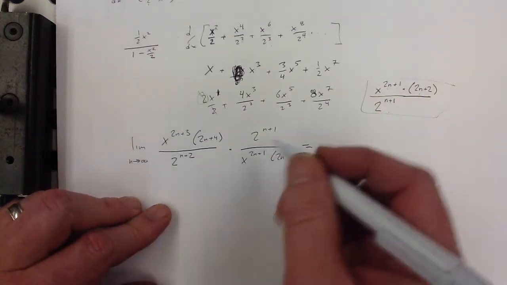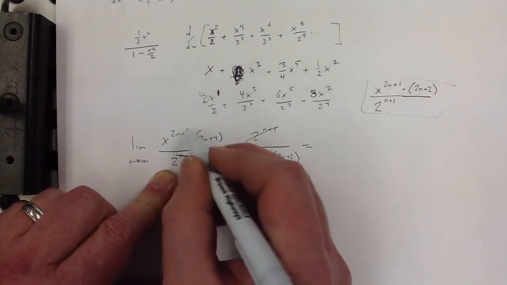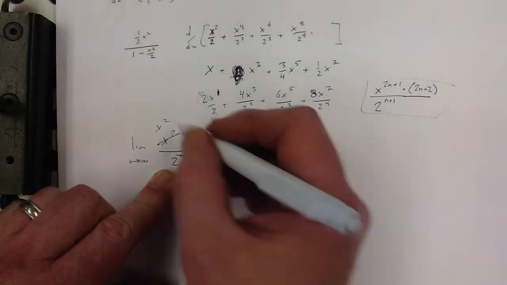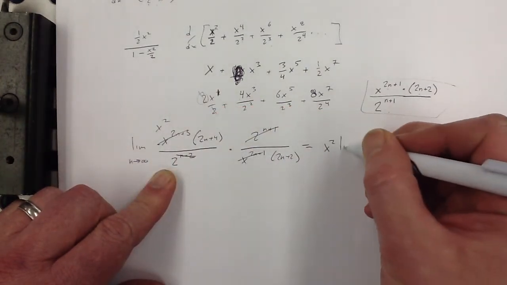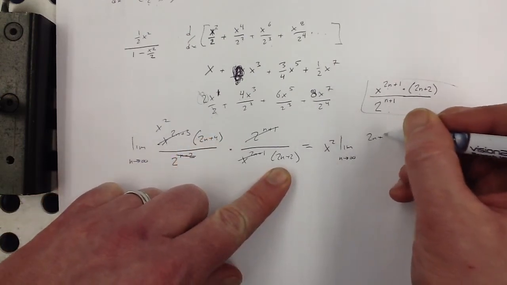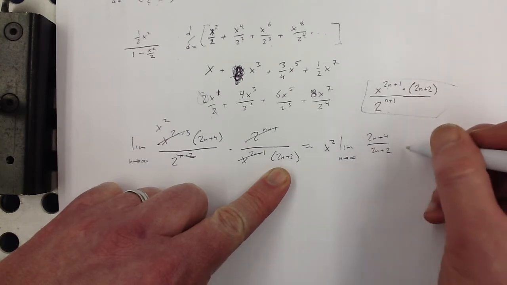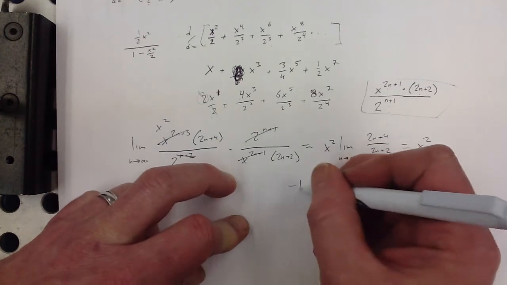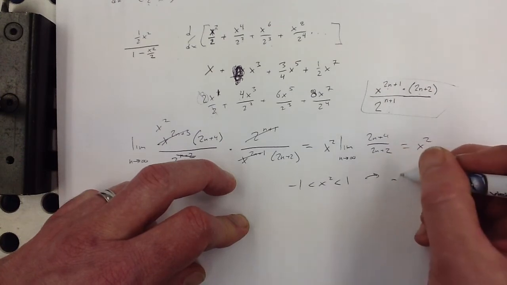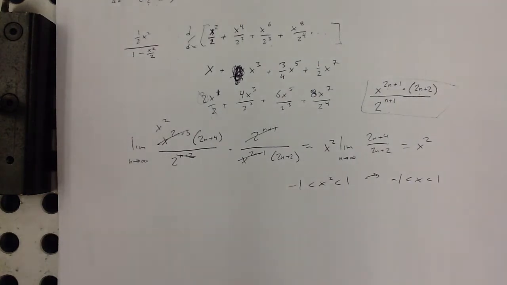Alright, let's simplify what we can here. Looks like I've got one extra 2 on the bottom. I've got 2 extra x's on the top. I'm going to leave x squared on the top. And that is not part of the limit, so that can come to the outside. Times the limit as n approaches infinity of 2n plus 4 over 2n plus 2. That limit is 1. It's just equal to x squared. That means x squared has to be in between -1 and 1, which is the same as saying that x is between -1 and 1. We should check the endpoints.